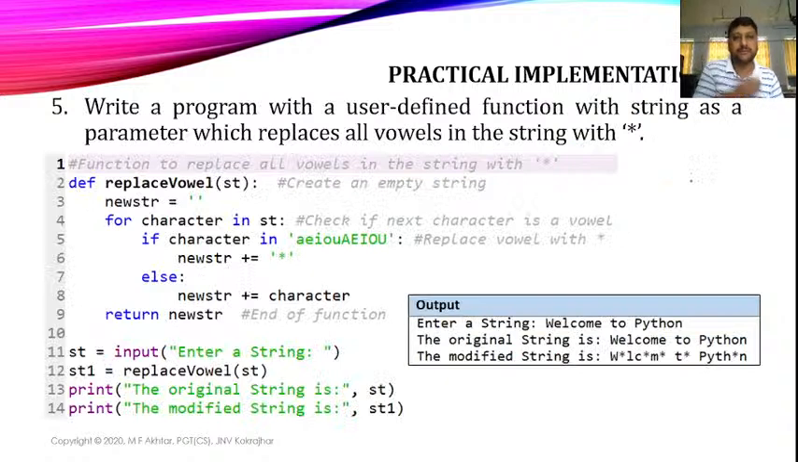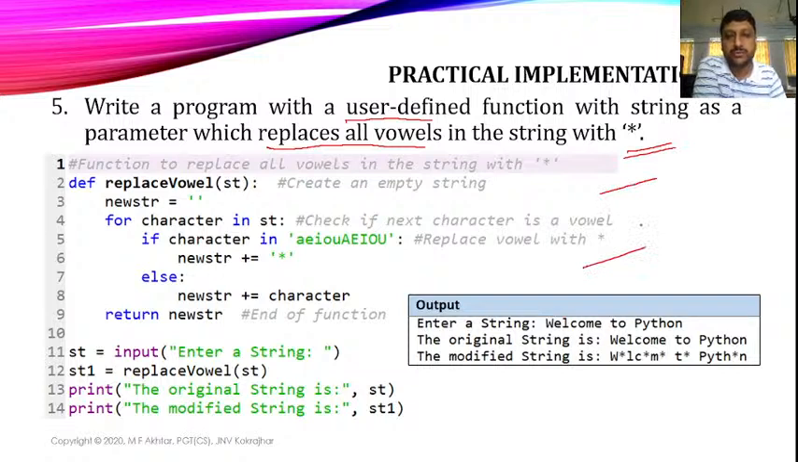Next, a practical implementation we have done: we have written a user defined function to replace all vowels in a string with a star. This is the program to replace all the vowels, a, e, i, o, u, either in capital or small letter, with a star. Every vowel will be replaced with a star. See the output here.